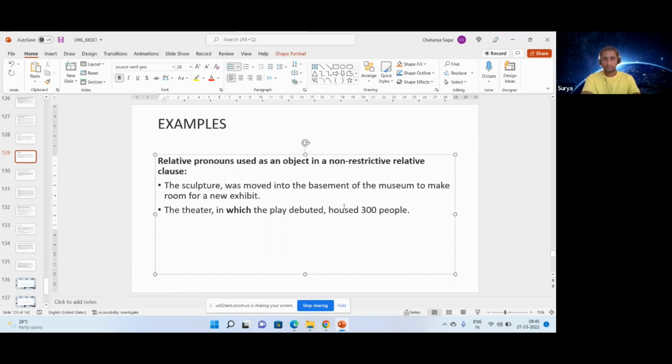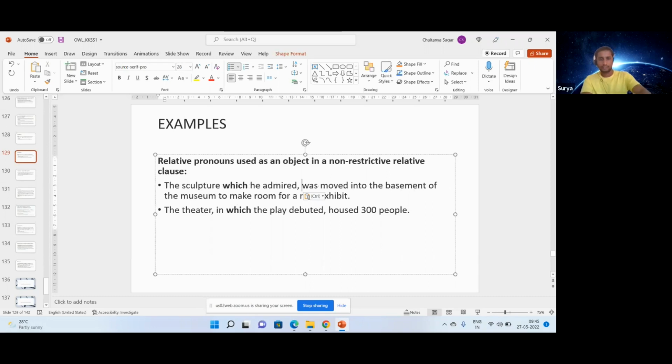We'll just see, the sculpture was moved into the basement of the museum to make room for a new exhibit. If we remove the essential information, if we just put it this way, the sculpture was moved into the basement of the museum to make room for a new exhibit. Now in this case, the sculpture is becoming the subject because the verb is referring to the sculpture, and the museum becomes the object here.